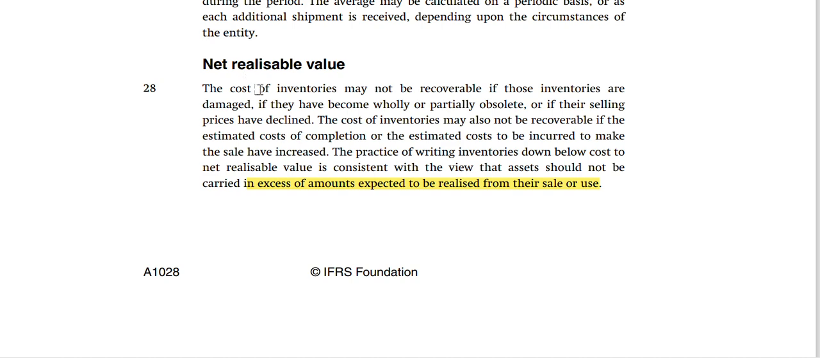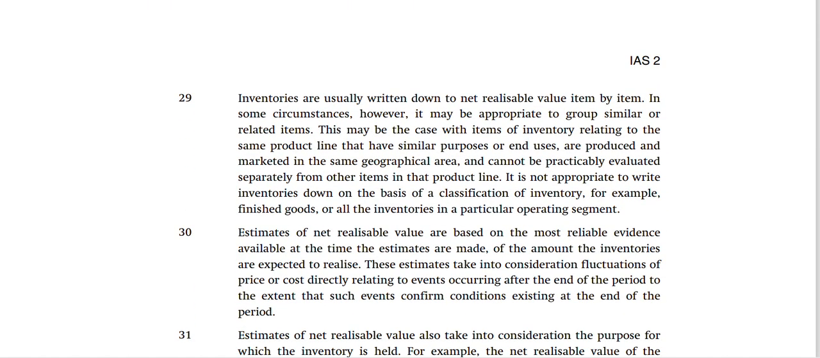So net realizable value came about because it was looked at that the selling price of inventory might increase, right? So if the selling price of inventory increases, that will influence the total revenue that will be received. And also, the selling price might have gone down, right? If the selling price has declined, it affects the value of the inventory. And also, if the inventory has become wholly or partially obsolete, that triggers the need to calculate the net realizable value of the inventory.